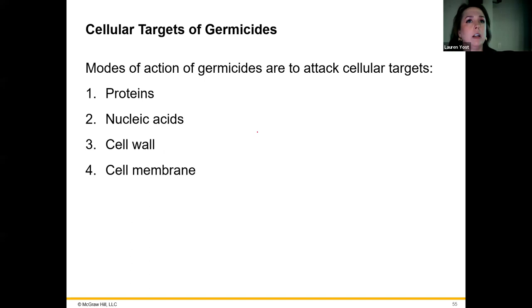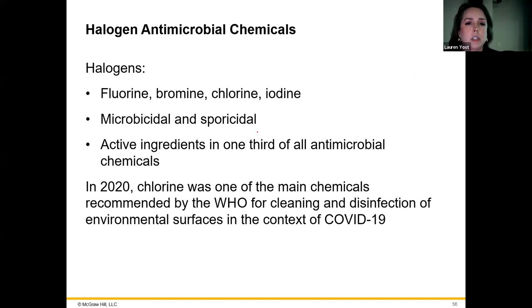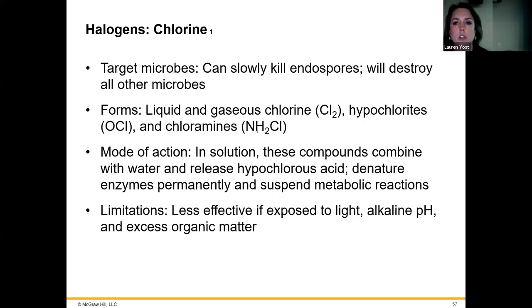All right. So again, same targets as before: proteins, nucleic acid, cell wall, and cell membrane. We'll start with the halogens. Yes, we are talking about literal halogens, the second column from the right on the periodic table of elements: fluorine, bromine, chlorine, iodine. Okay. These guys are microbicidal and sporicidal, so they can be used to sterilize. They're active ingredients in a third of all antimicrobial chemicals that you will ever use. Okay. Chlorine was one of the main chemicals recommended by the WHO for cleaning and disinfecting surfaces in the context of COVID. So what's probably the number one most well-known chlorine-containing compound that we could think of?